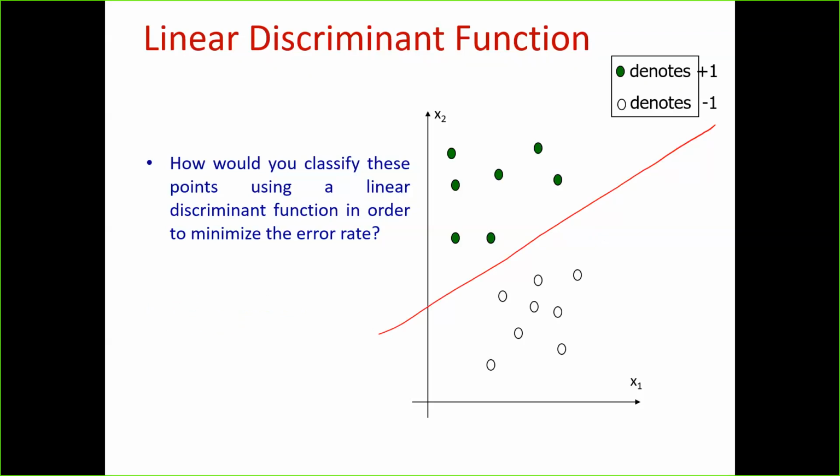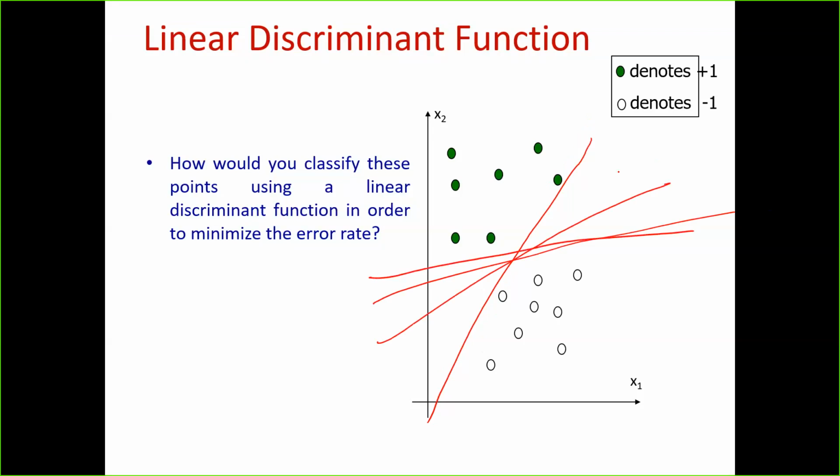Zero error, right? If you look at this line, it is correctly classifying all the instances. Zero error. So there are infinite number of possibilities. You see that this line, this line, this line, there are many possibilities. All of them are correctly classifying this data.